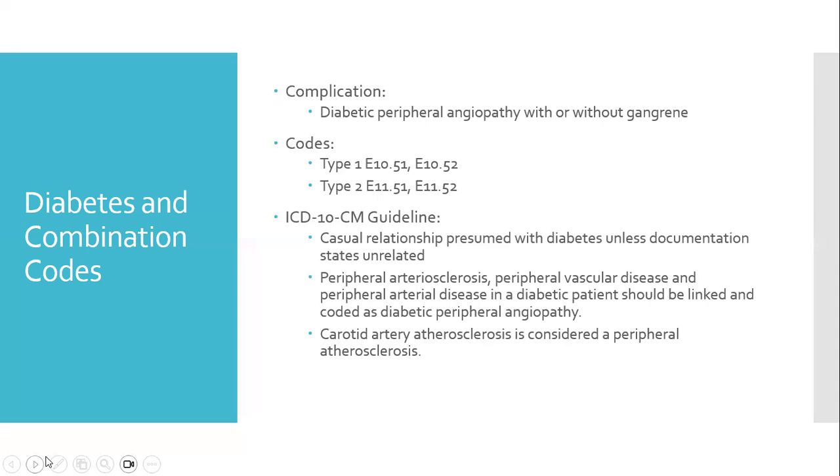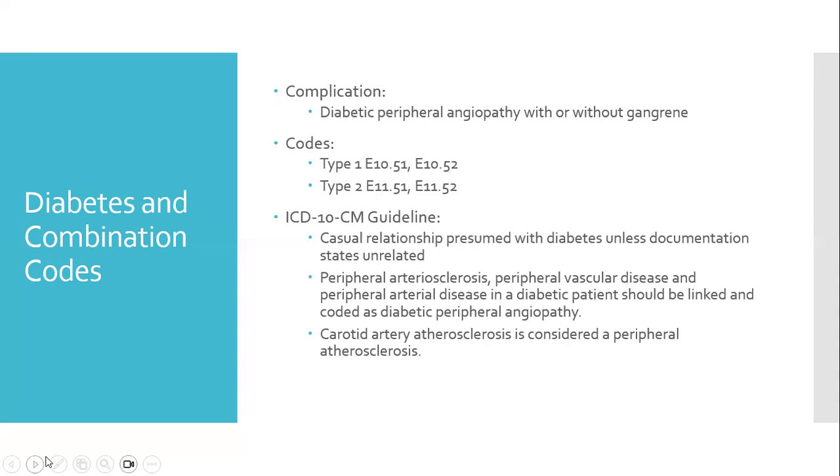So that means that it may be an amputation of a toe, it could be an amputation of all of the foot, part of the foot, and typically up to the knee, depending on the severity of the stage of the diabetes with the gangrene. So, specifically with your peripheral angiopathy, again, you have your E10 or your E11, and then in this case, you'll have your 51 or your 52, depending on if it's with or without gangrene.